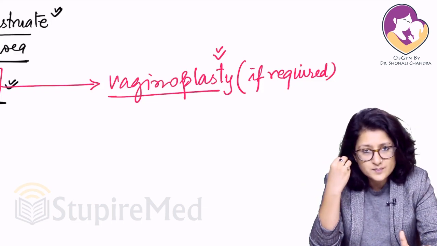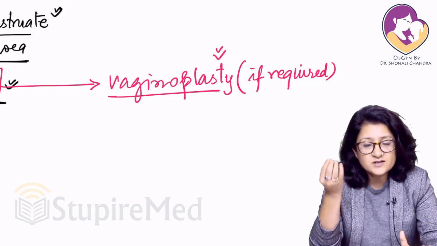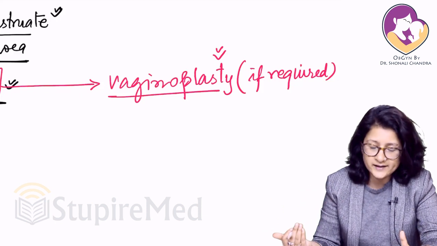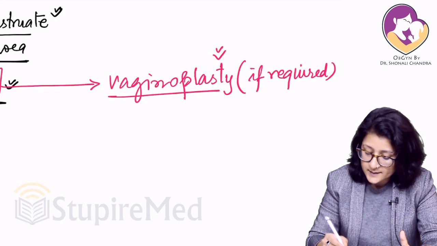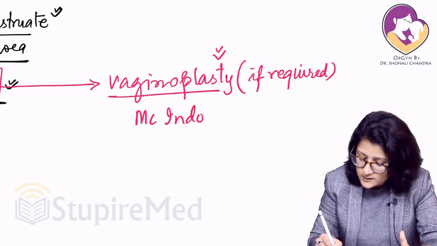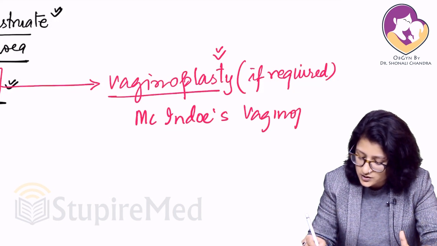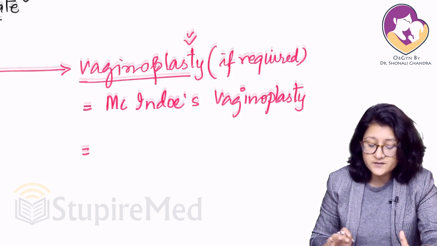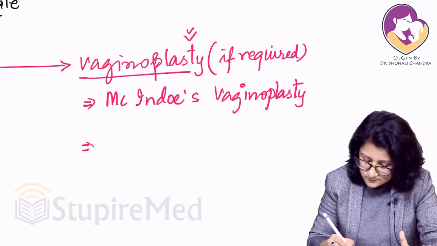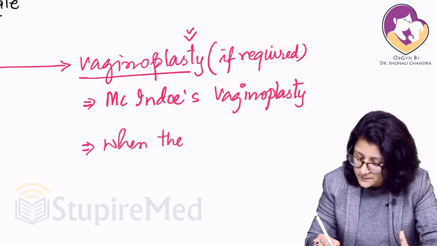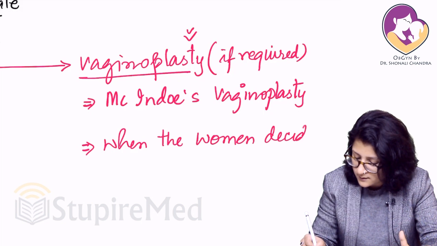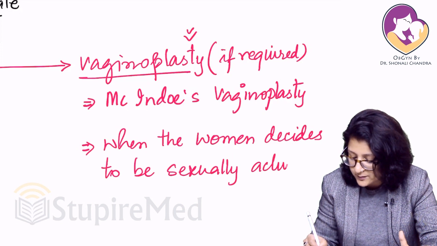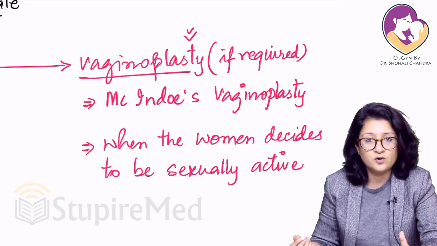But sometimes it is such a small blind vaginal pouch, maybe just a skin dimple, then of course vaginoplasty would be required. That means you create a vagina for them. That is called vaginoplasty. McIndoe's vaginoplasty is one such procedure. The important point to remember is that this vaginoplasty is done when the woman decides to be sexually active, because you create the vagina and then she doesn't use it for coitus.